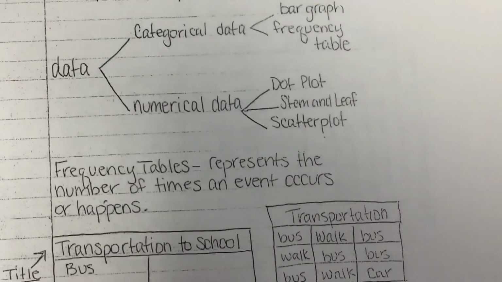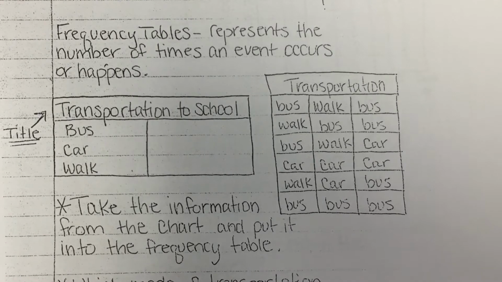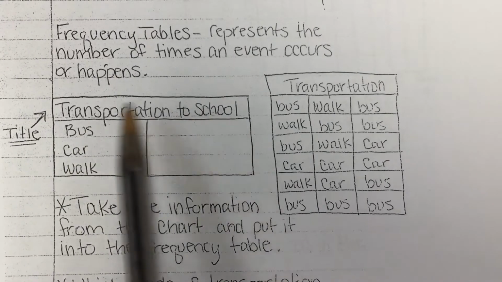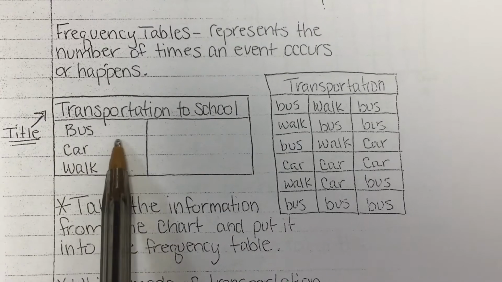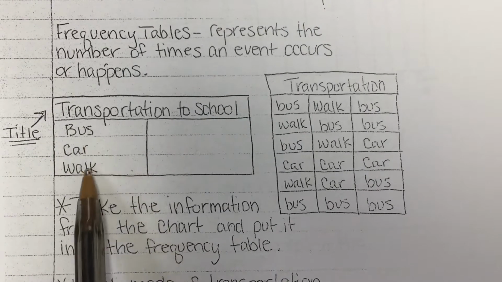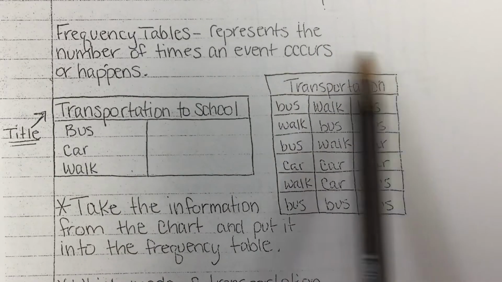All right, so let's look first at the frequency table. Frequency tables represent the number of times an event occurs or happens. Remember, we talked about this day before yesterday when we talked about the frequency of how often the tree grew. Remember that question? So what we're looking at is transportation to school. That is the title of our frequency table. This, which would be our input, basically, is the 3 different types of transportation. So here's our whole list.